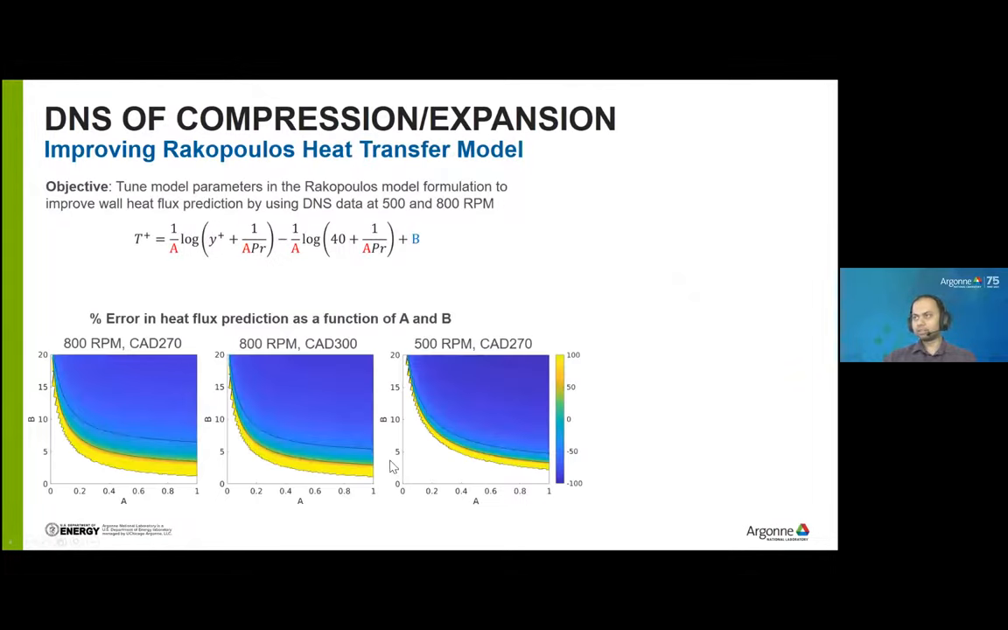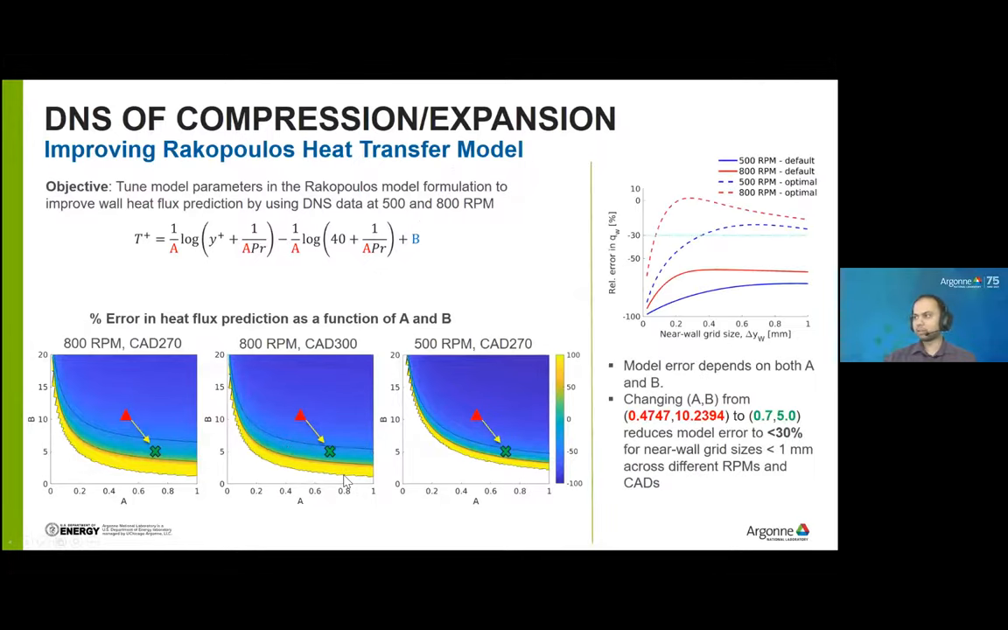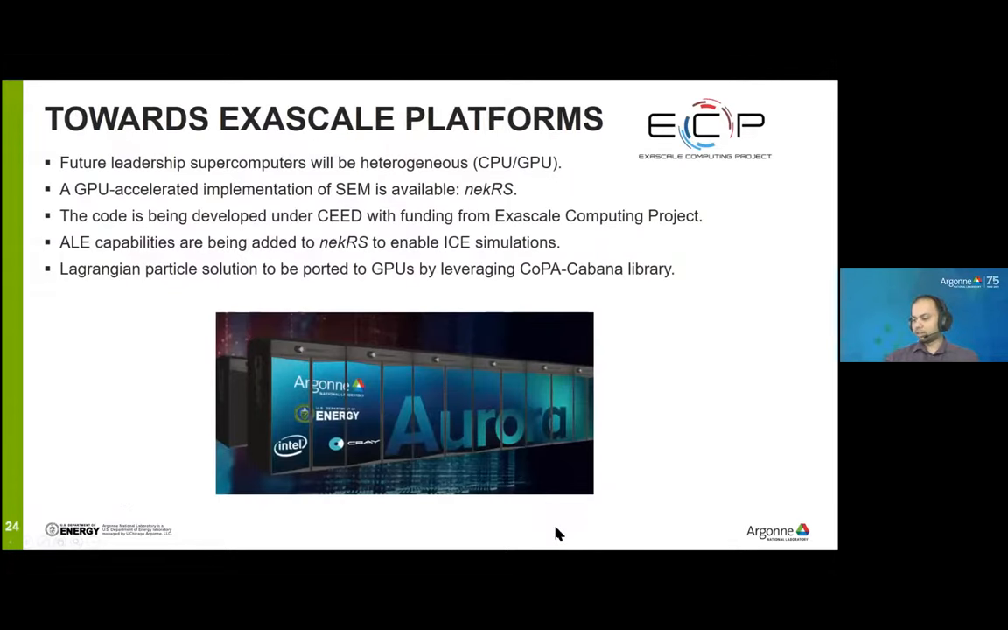Again, I'll skip through this, but I can definitely talk about this if you have time during the Q&A. So again, we start with one specific heat transfer model, and we did this parameter optimization, and we see that we are able to go from above plus or minus 30% error to within this plus or minus 30% error band by tuning this parameter. So I'm getting to the last few slides.